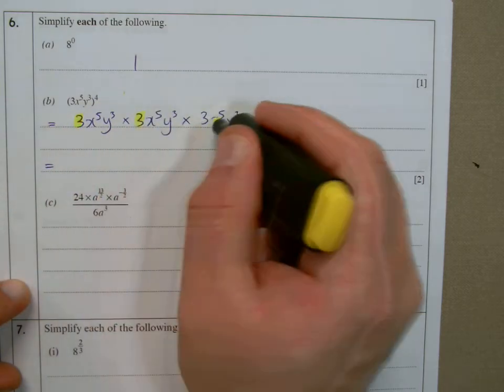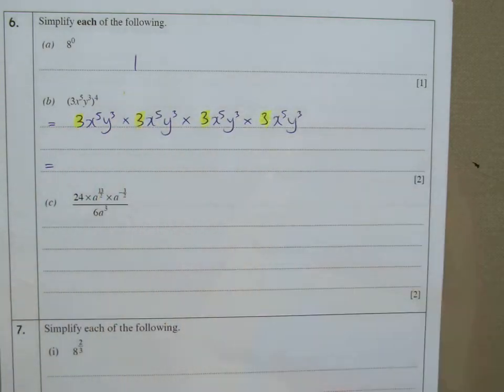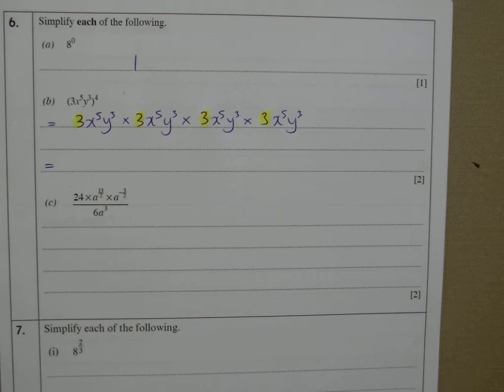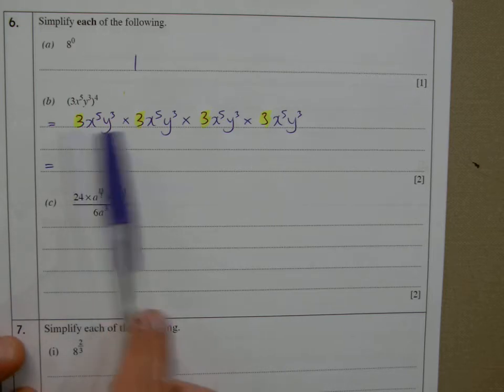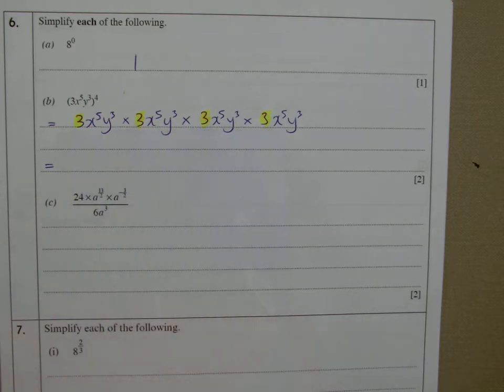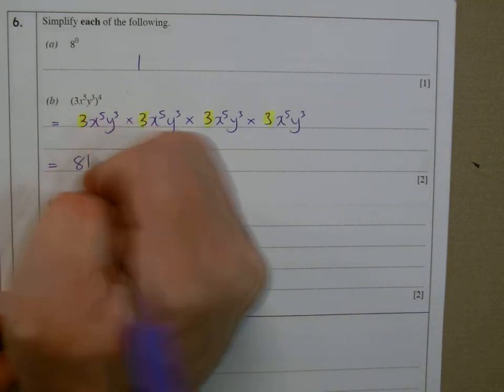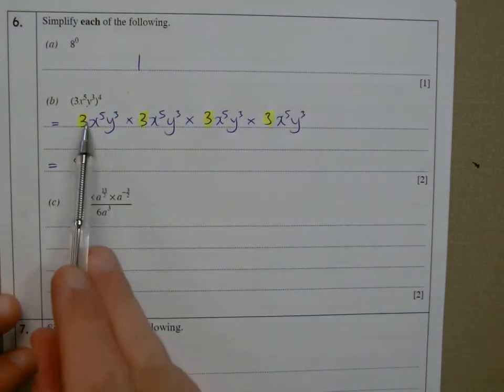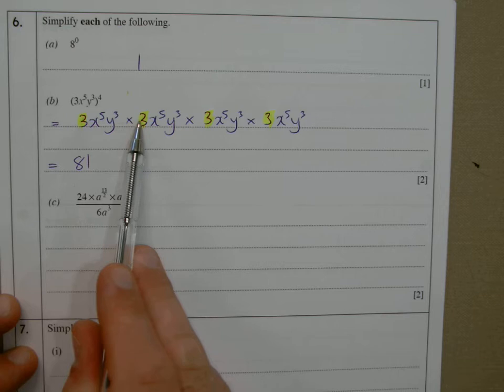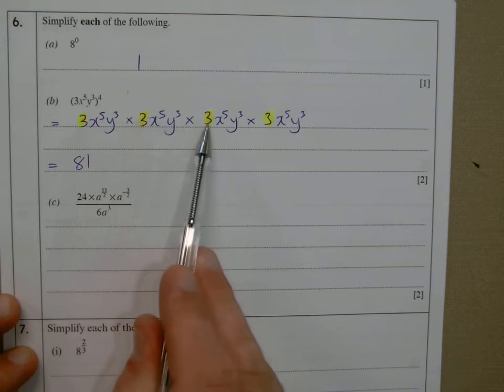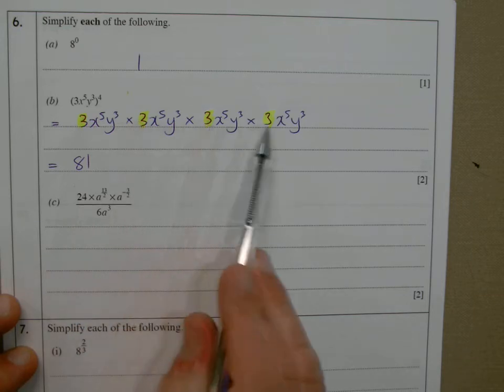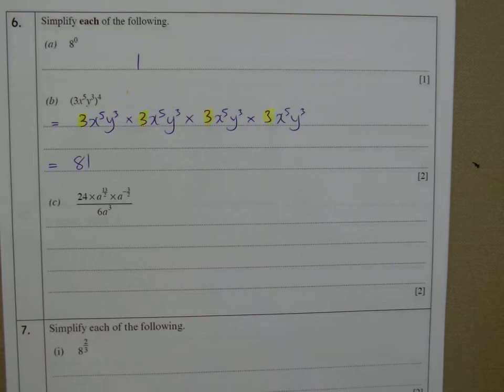Notice then, the normal number 3, you've got 4 of them. So we're going to multiply: 3 times 3 times 3 times 3. If you work that out, it comes to 81. Take your time on it, because 3 times 3 is 9, times 3 is 27, and then 27 times 3, you get to 81.